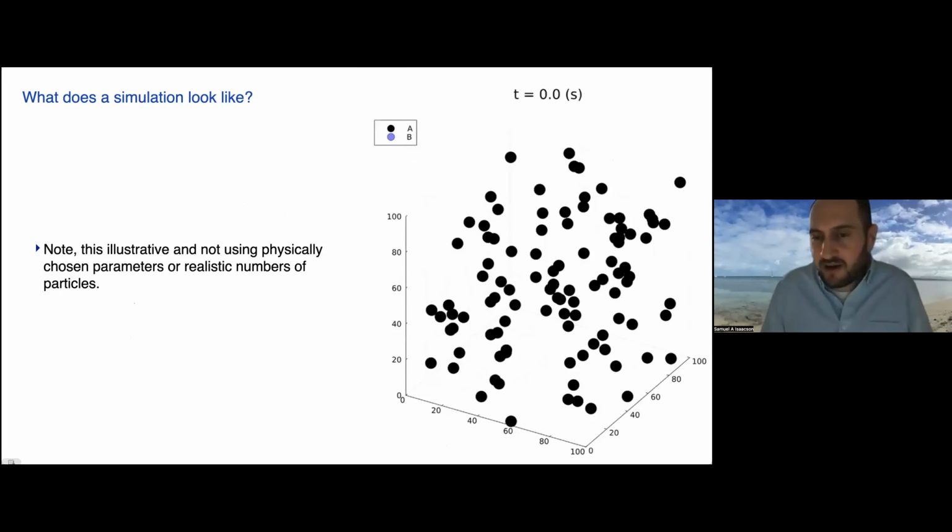Before I talk about fitting these, let me just show you, if you're confused at all, what one of these simulations actually looks like. This is just a toy illustrative simulation. The parameters are not realistic. The length scales are not realistic. It's just to show you what a simulation looks like.